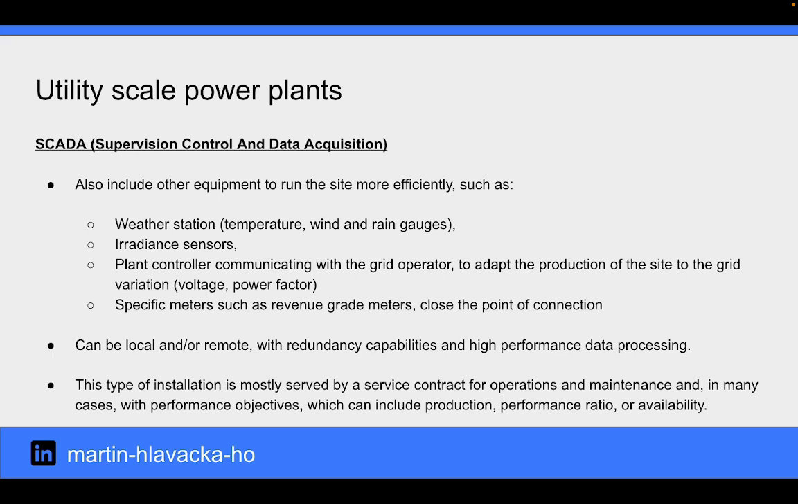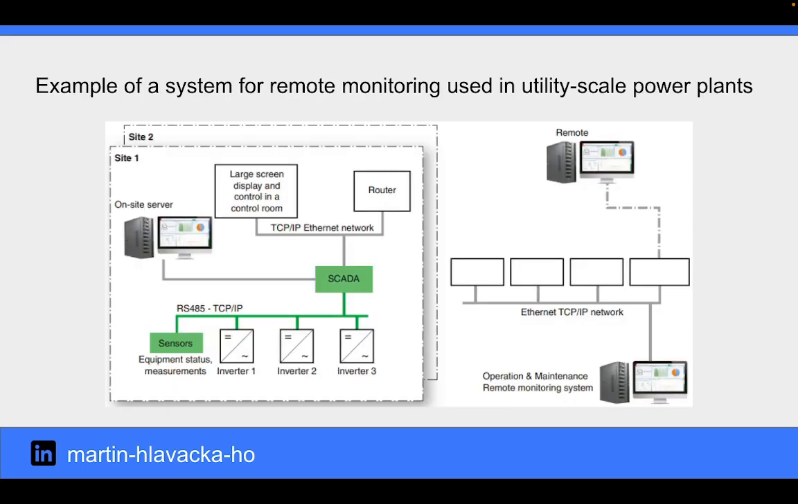This type of installation is mostly served by a service contract for operations and maintenance, and in many cases with performance objectives, which can include production, performance ratio, or availability. On this slide, you can see an example of a system for remote monitoring used in utility scale power plants.